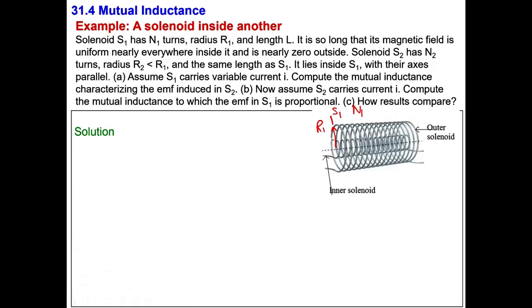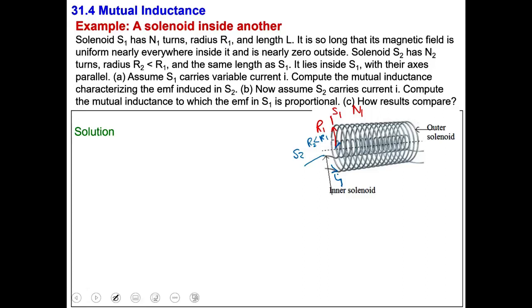So this solenoid S2 has a radius R2, which is less than R1, and has the same length. So one is inside the other. Now, their axes are parallel. Assume S1 carries a current I, and let me call it I1. Compute the mutual inductance characterizing the EMF induced in S2.